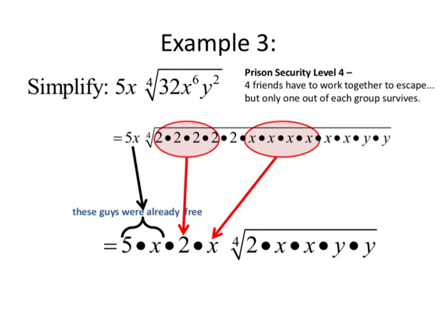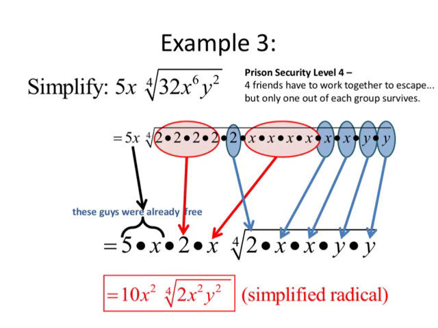Since this was a level 4 prison, we need groups of 4 to try to escape, and out of that group, only 1 makes it out alive. Then this group makes a run for it, and out of that group, only 1 makes it out alive. The others disappear, so you don't account for them anywhere in the picture. And then we look at who's left.